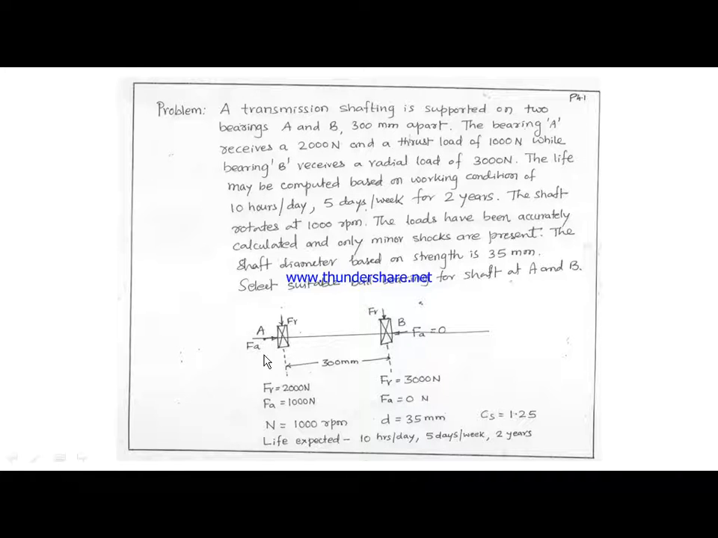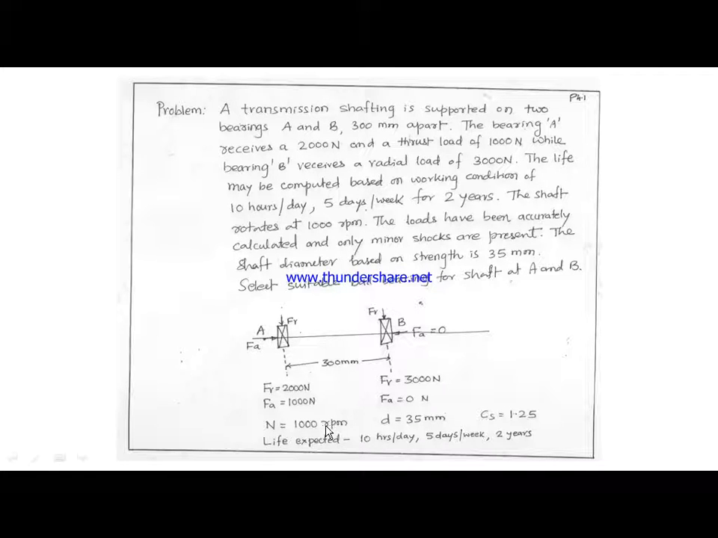So if you draw this problem schematically, this is bearing A, this is bearing B, which are 300 millimeter apart, and on bearing A we have a radial load of 2000 Newton and axial load of 1000 Newton, and on bearing B the radial load is 3000 Newton and axial load is nil, that is 0 Newton.